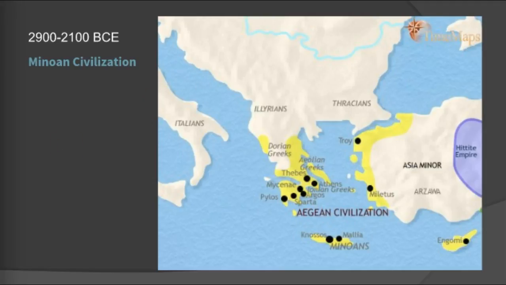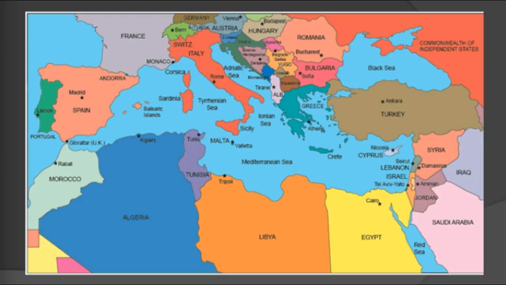I also wanted to briefly show you an image of what the modern day Mediterranean looks like, so you can have a sense of how all of these places fit in. So currently we're talking about Crete, specifically here. This is modern day Turkey. This is also referred to as Asia Minor often.